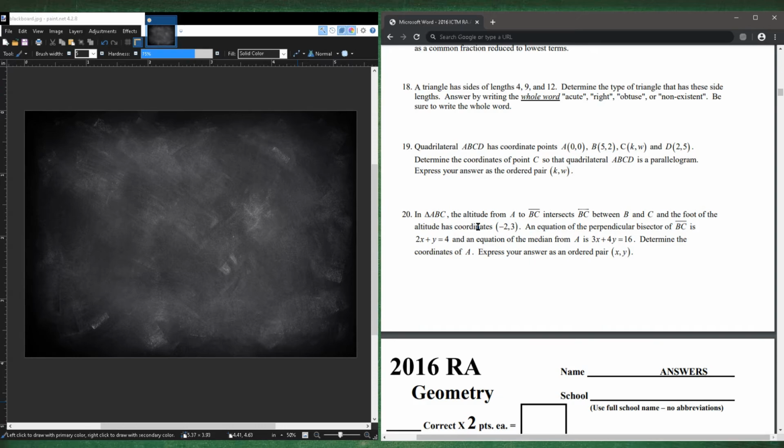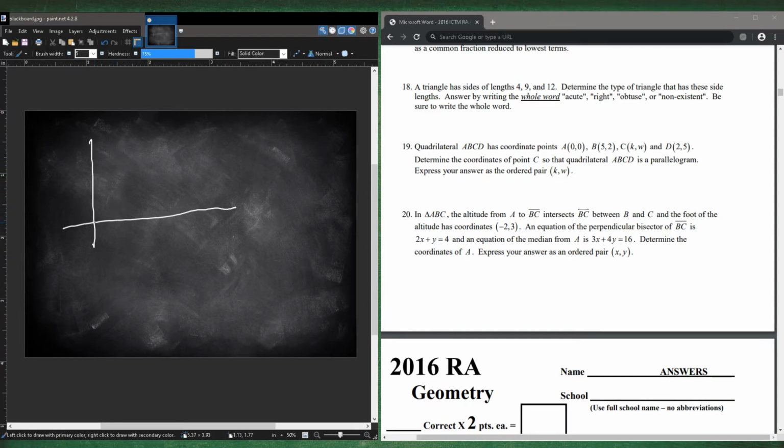Quadrilateral ABCD has coordinates 0, 0, 5, 2, K, W, and 2, 5. Determine the coordinates of C so that the quadrilateral ABCD is a parallelogram. So usually I like to draw a picture. So we have A, we have B, which is at 5, 2, so 5, 2 is from right here, and then D, which is at 2, 5. So this is A, B. Since it's a parallelogram, it has to be somewhere like right here because it's matching. So this is C and this is D.